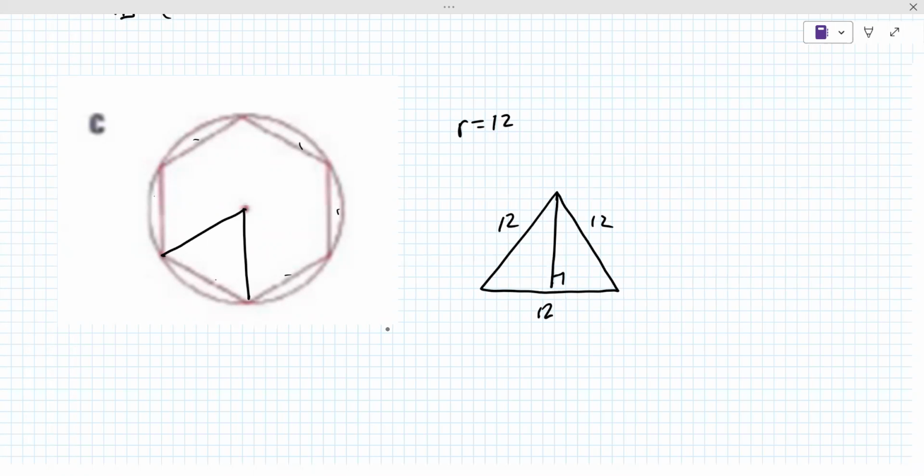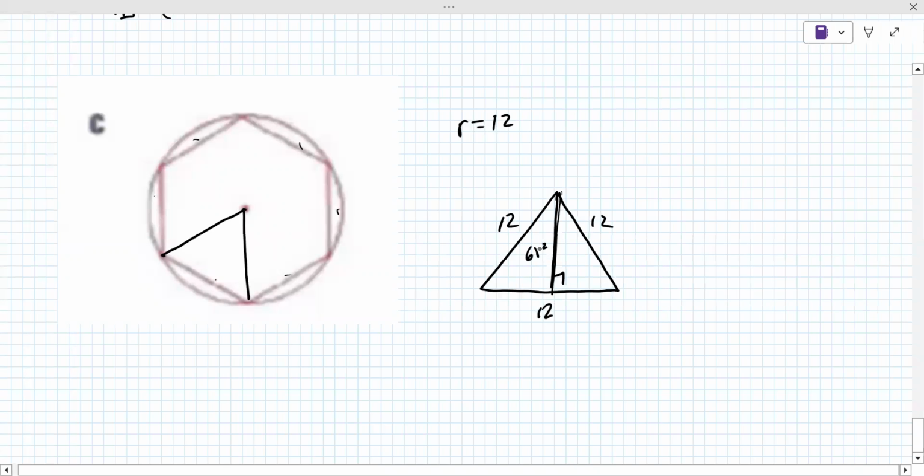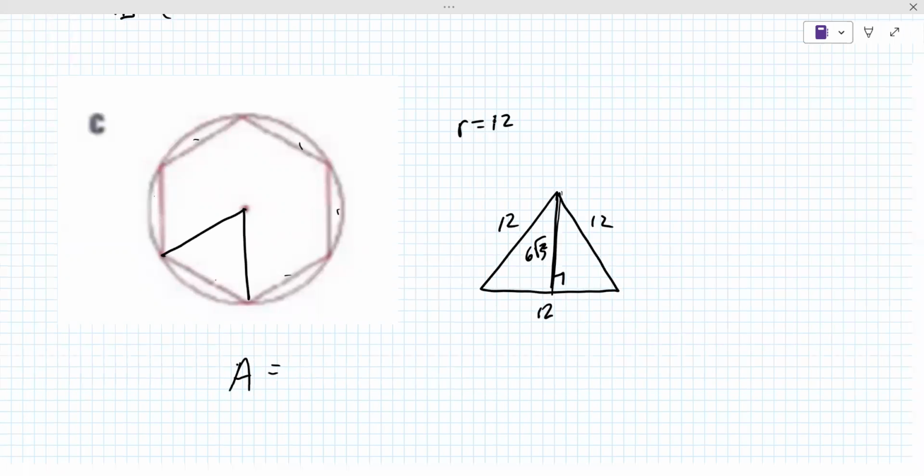Okay. So can you find the altitude of this for us, please? So that would be 6 root 3. Yes. So we didn't need that for the area, but it's nice to do. So the area of the hexagon is 1/2 the apothem times the perimeter.